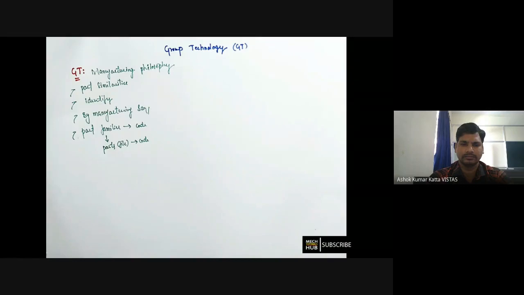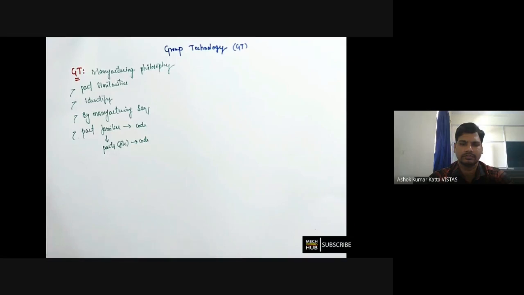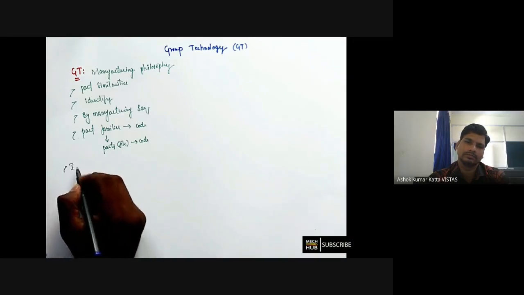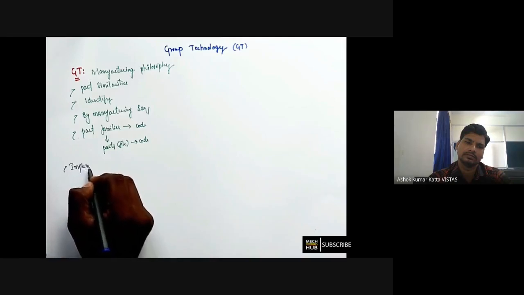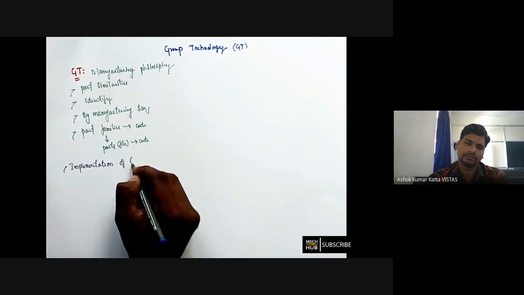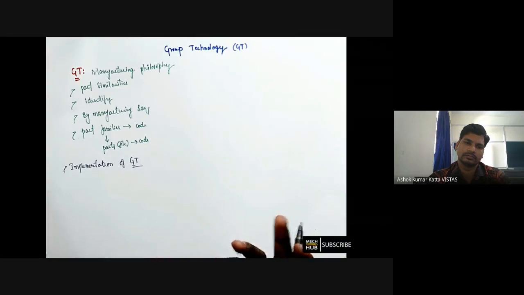Now how do you implement group technology? The first point to be noted, whenever we talk about group technology, we need to talk about the implementation of group technology. Implementation of GT, group technology. Now this can be done by two major tasks: identifying part families and rearranging production machines into cells.